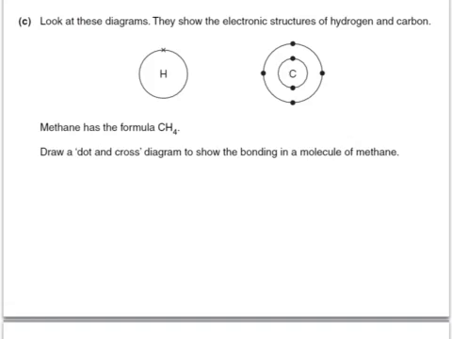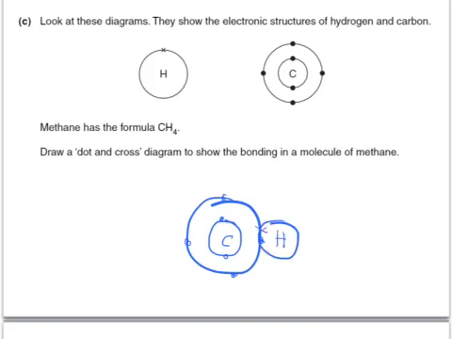Drawing methane, or CH4, drawing a dot and cross diagram for this one. It doesn't say that we only have to show the outer electrons, so I better show all of them. Carbon has got 1, 2, 3, 4, 5, 6 electrons, and that will overlap therefore with 4 hydrogens, one here, one here, one here, and one here, giving a total of 8 electrons around the carbon.